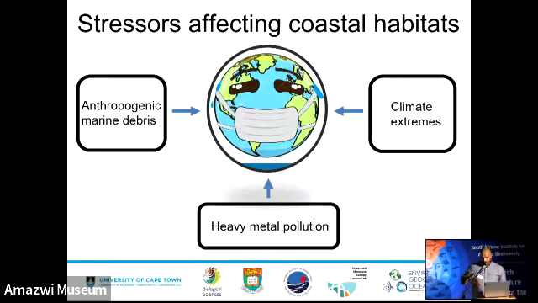Coastal habitats in general aren't immune to these stresses as well. These stresses such as overexploitation as well as habitat degradation have negative consequences for coastal ecosystems, but today I'll just be zooming in on anthropogenic marine debris, talking about metal pollution, and indirectly talking about climate extremes as well.